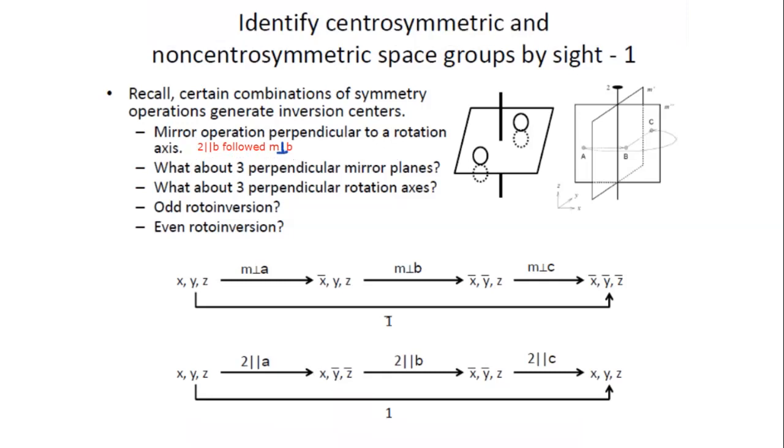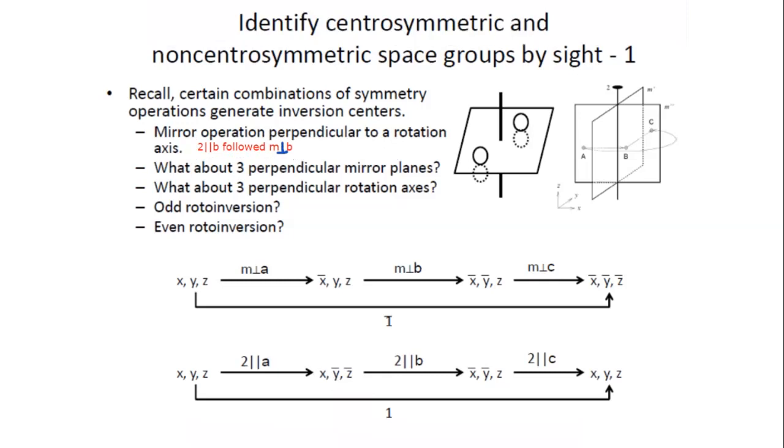So if you have a twofold on a particular axis, and then you do a mirror plane along that axis, perpendicular to the axis, excuse me, that's going to generate an inversion center. And we'll see that in just a second.